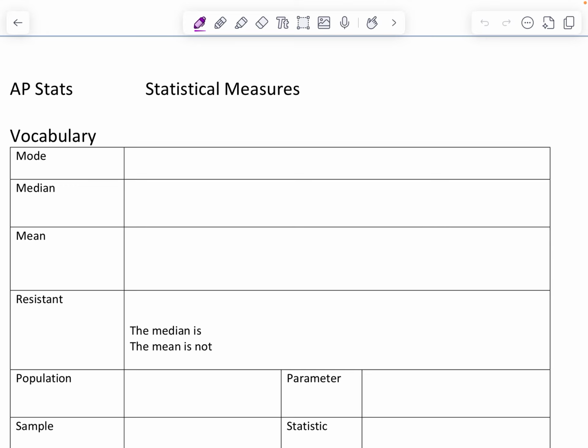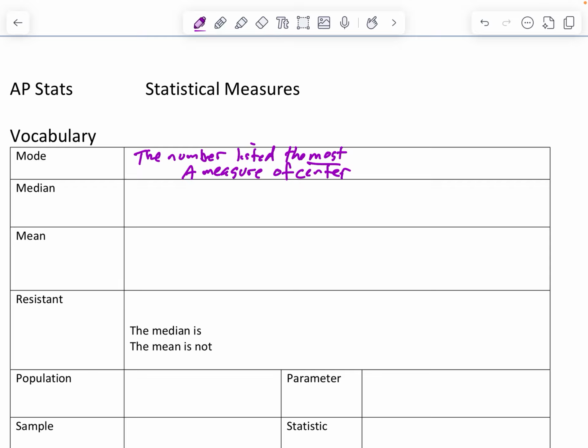So first of all, the mode is a very familiar one. It's the number listed the most. If you have a list of numbers, and this is a measure of center. It's not a measure we use very often, but it can be used, and you should be able to find the number that's listed the most.